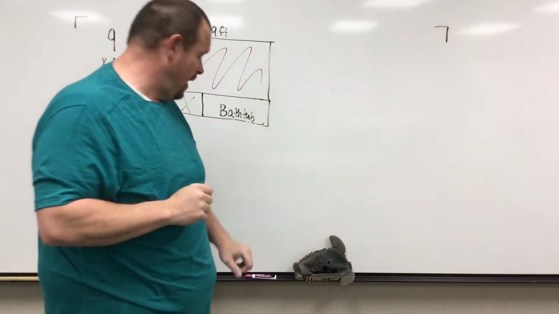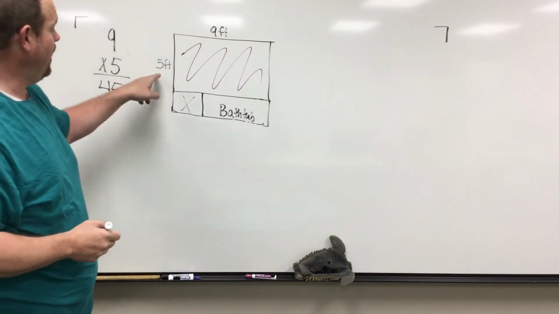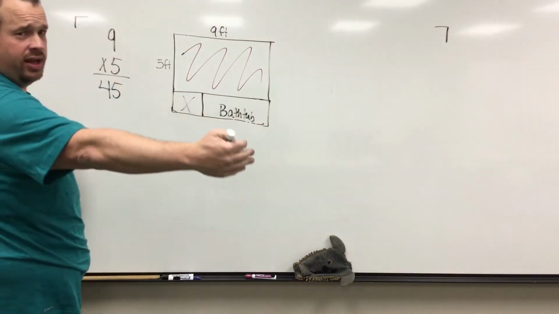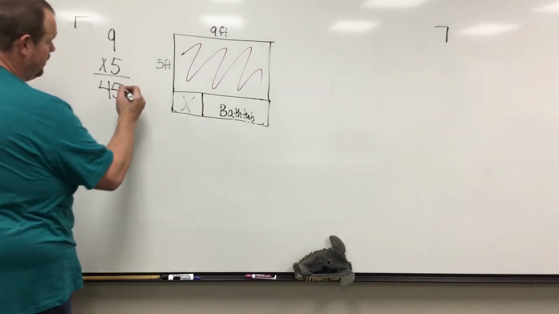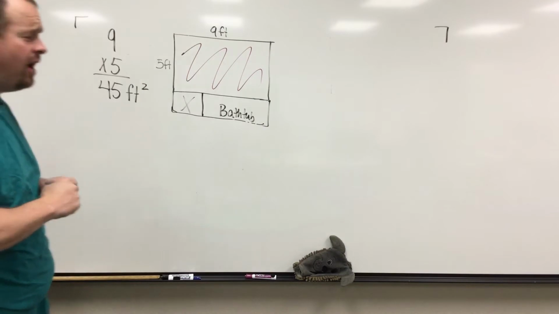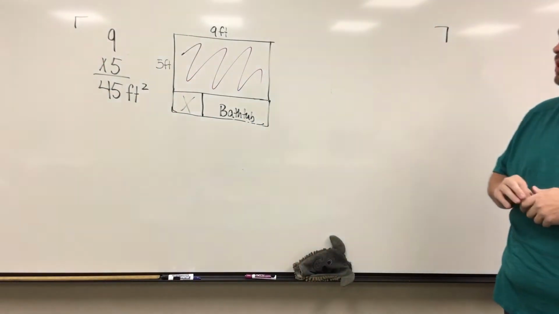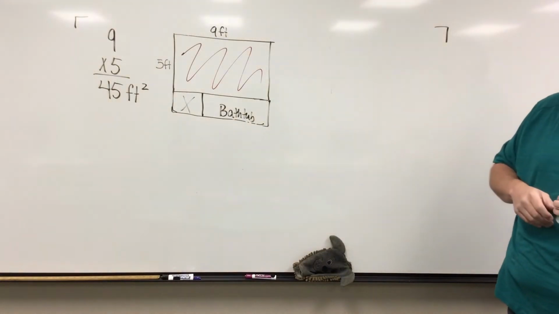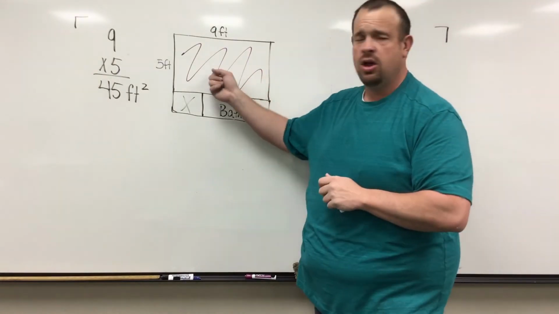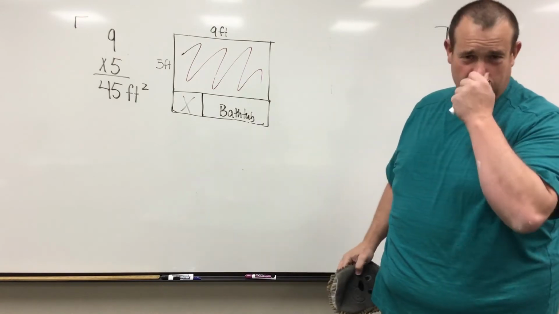But 45 is not our answer. Because 45 what? Well, it can't be feet because that's a straight line. Okay? It's 45 feet squared. Do you remember that? When we find area, we have to square it to find the answer. So 9 times 5, 45 feet squared. So I needed 45 square feet of tile for my bathroom. Okay, so that's one way that I used area.